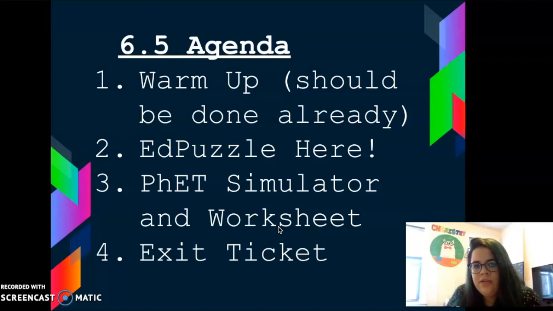In terms of due dates, your warm-up and your EdPuzzle should be done within 24 hours of me posting the assignment. If you need extra time, please just let me know. I understand this is a weird time for all of us, so please, please, please just let me know. The simulator, worksheet, and the exit ticket are going to be due before the next lesson is posted, so about 48 hours from the time this was originally posted. This is to give you time to check in with me if you need help, come to office hours, multiple office hours, and go from there, okay?